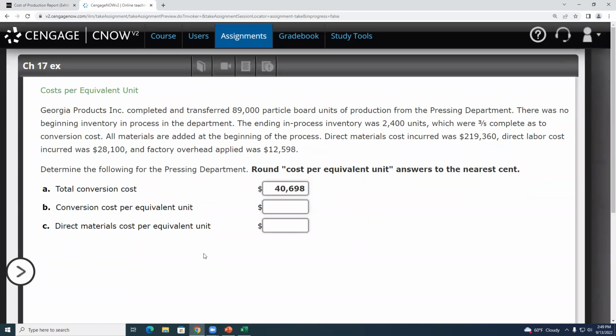To calculate conversion cost per equivalent unit, though, we need to know what our equivalent units of conversion costs were. So as I said, if you find it more useful to use the template, you are welcome to do so. I'm just going to do it here on the screen.